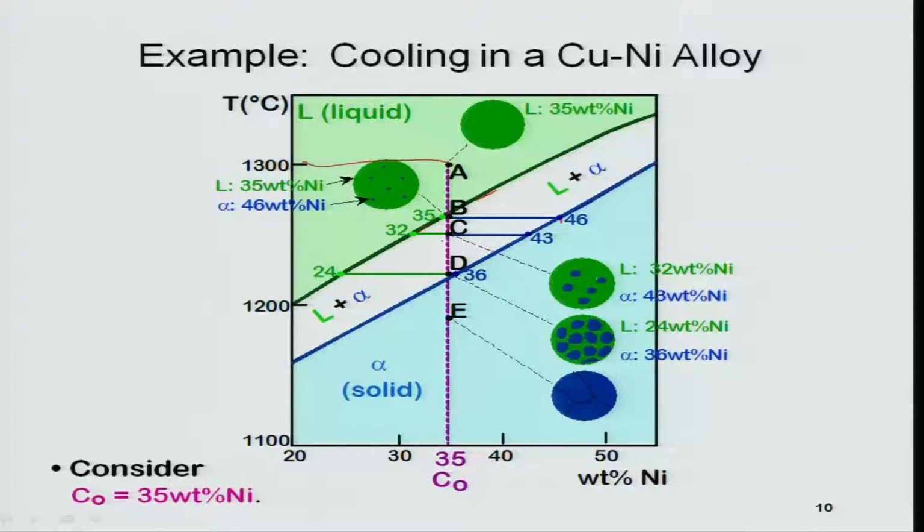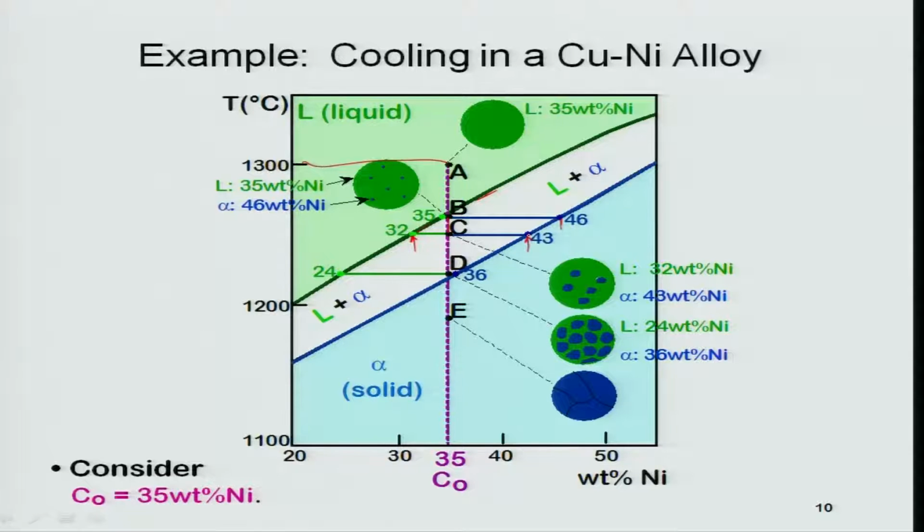Now from point B to C, as we cool it down, what is going to happen? You can clearly see, if I go down from B to C, the solid will form with a composition given by this point, 43% nickel, and the liquid will have a composition of 32% nickel. These two curves, on which the tie lines fall, will give you the compositions of the solid and liquid, as I told you earlier. So the initial solid which formed had a composition of 46% nickel, but at point C, which is at a lower temperature than point B, the solid which forms will have a composition of 43%.